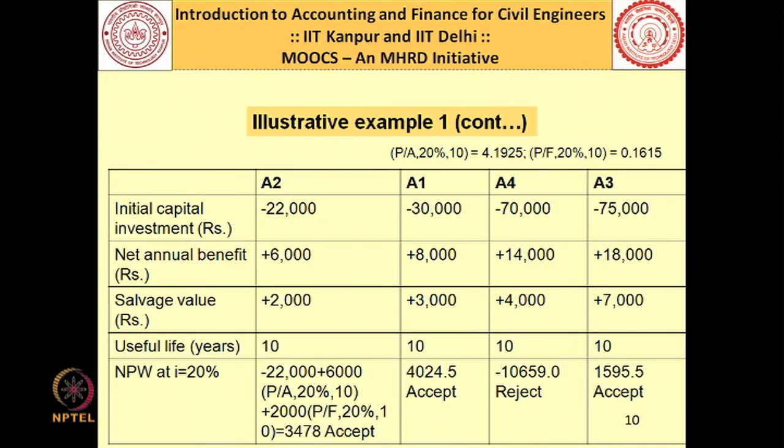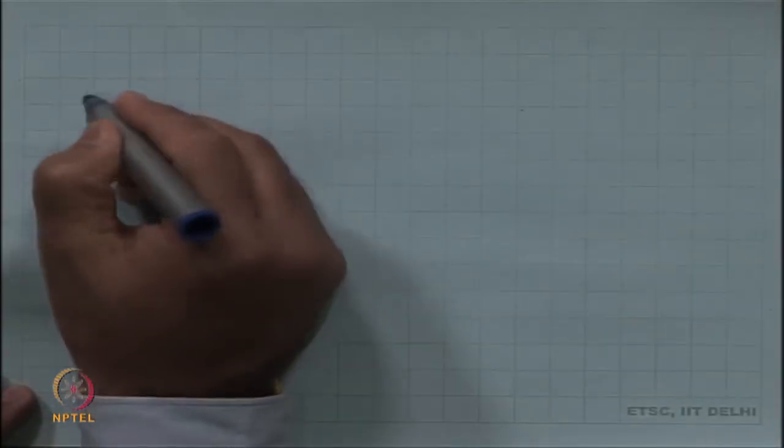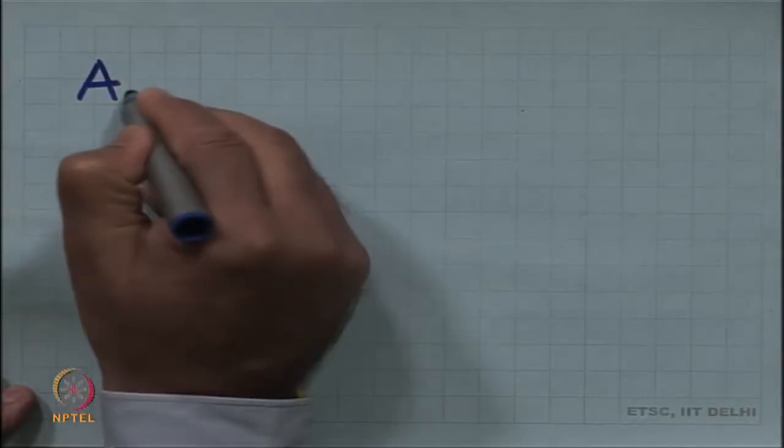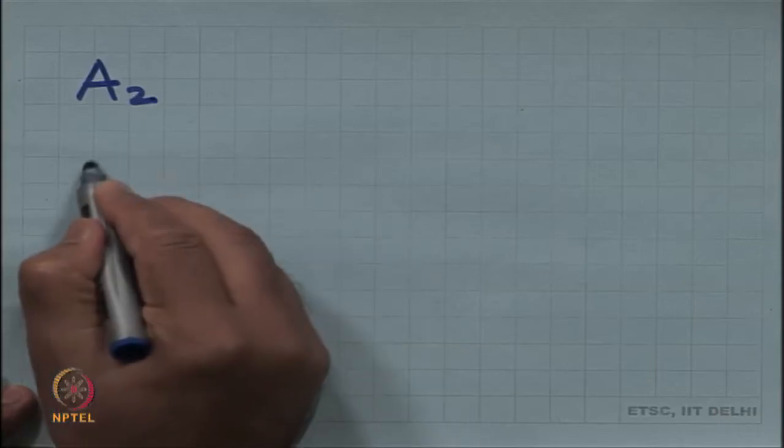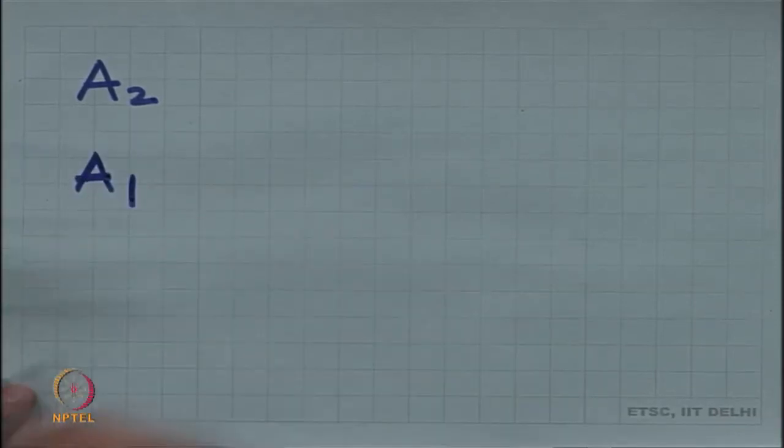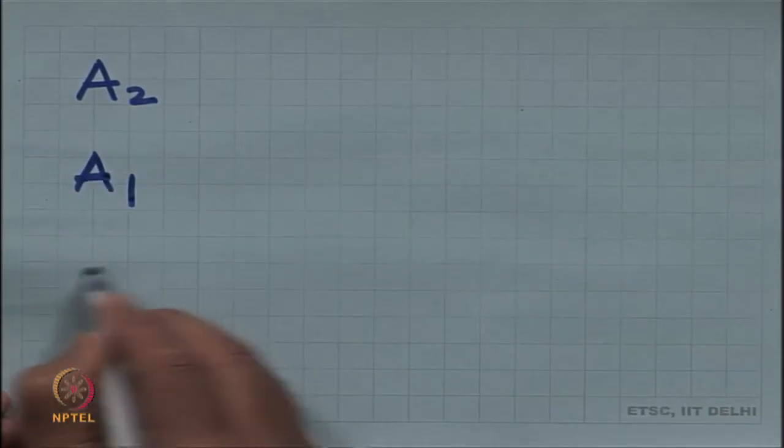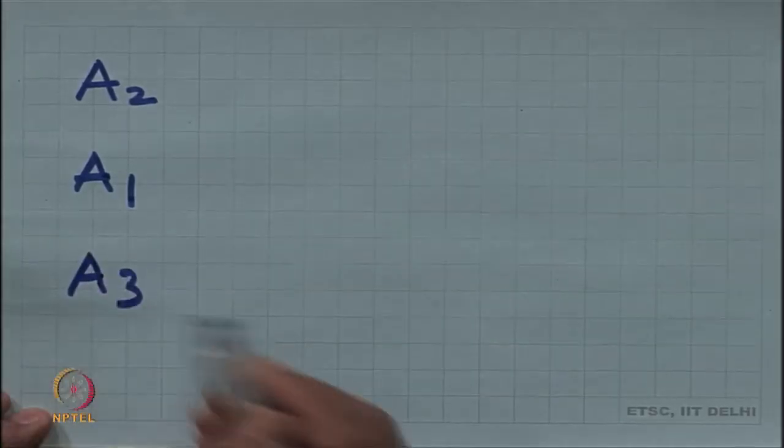So, out of A1, A2, A3 and A4, for the next stage of analysis, we take only 3 alternatives. Those 3 alternatives which are going to the next stage are in the order of ascending investment. A2, we are taking to the next stage, then A1 also, and finally A3 we are taking to the next stage.